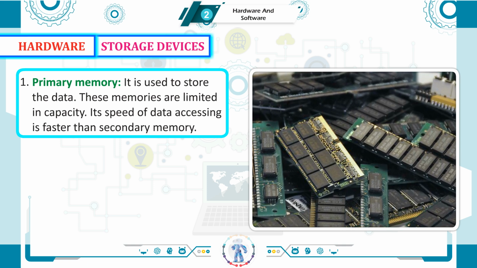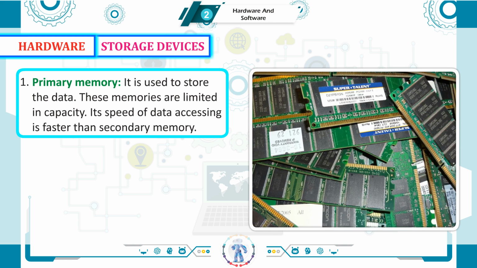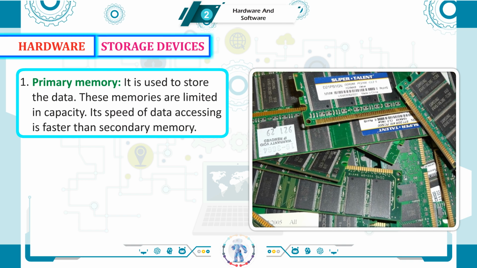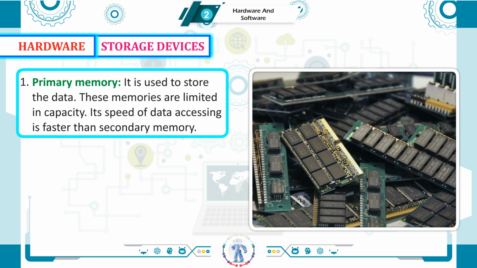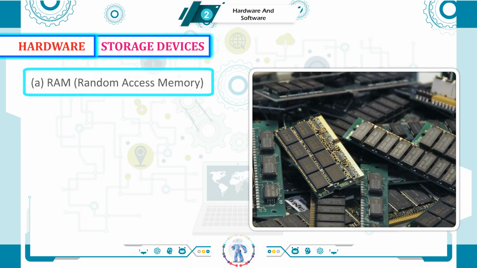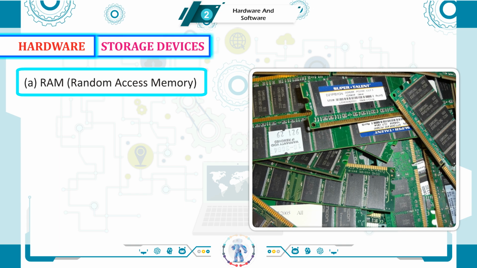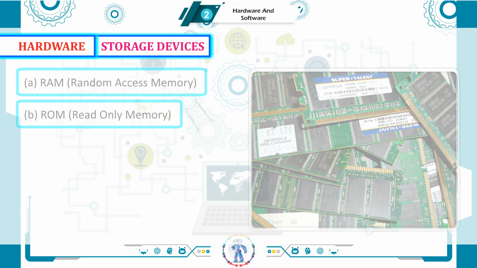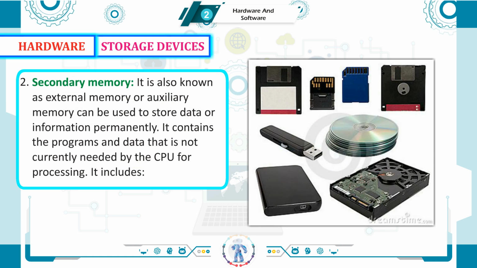1. Primary memory. It is used to store the data. These memories are limited in capacity. Its speed of data accessing is faster than secondary memory. A. RAM, random access memory. B. ROM, read-only memory.